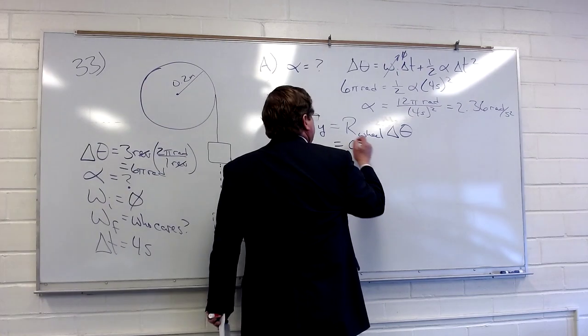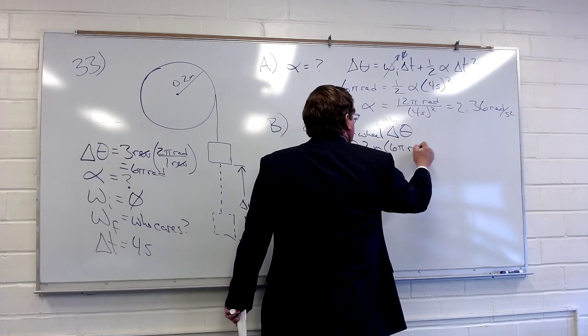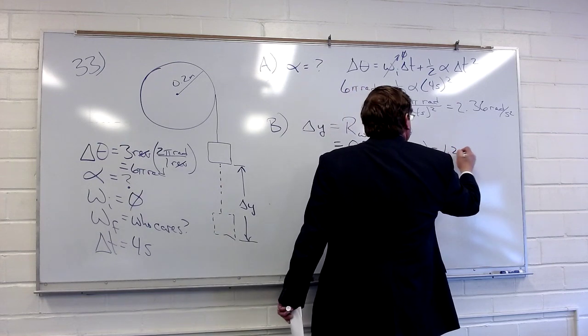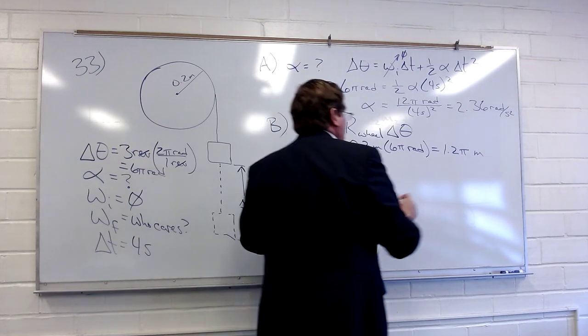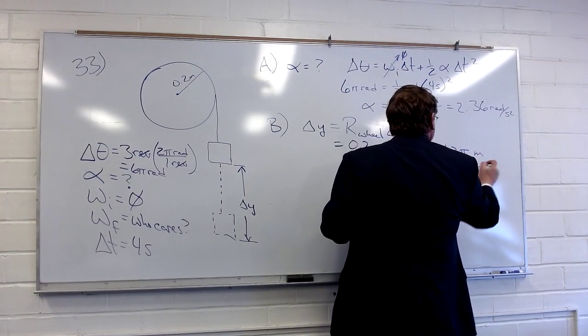So this is going to be 0.2 meters times 6 pi radians, and that's going to be 1.2 pi meters, and that turns out to be 3.77 meters.